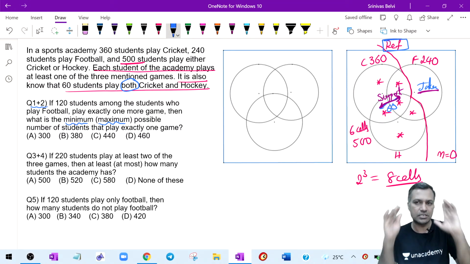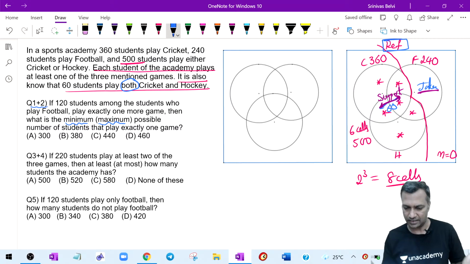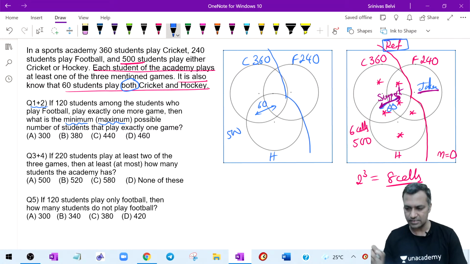Let's understand, that's a point you need to understand before you do this set. Let's come to this. If 120 students among the students who play football play exactly one more game. I'm writing it here. 240. I have a support which can become 60. Now, how to use this support, we will come to it. And I know that the sum of 6 cells is 500. This entire 6 cells is 500.